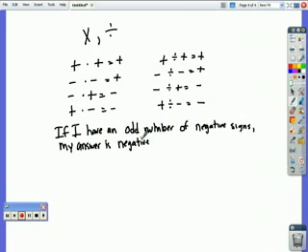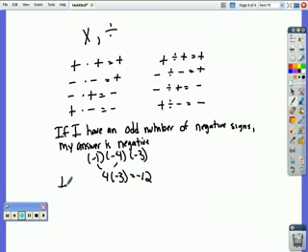And you can see that if you just kind of think about it. If I had -1 times -4 times -3, I have 3 negatives here. Well, -1 times -4 is +4. Bring down my -3, and 4 times negative 3 is negative 12. So if I have an odd number of negatives, my answer is negative.